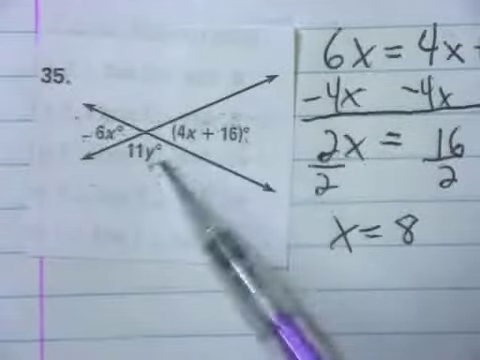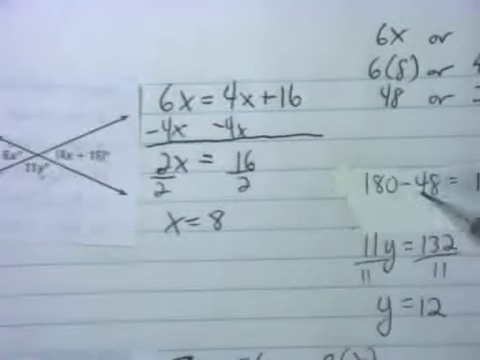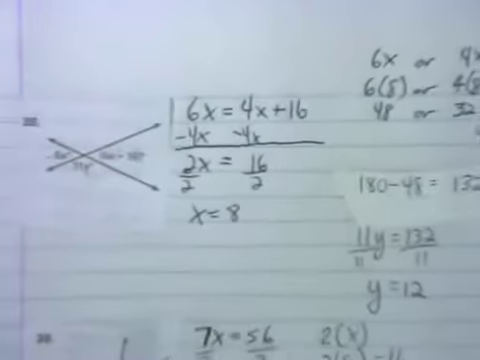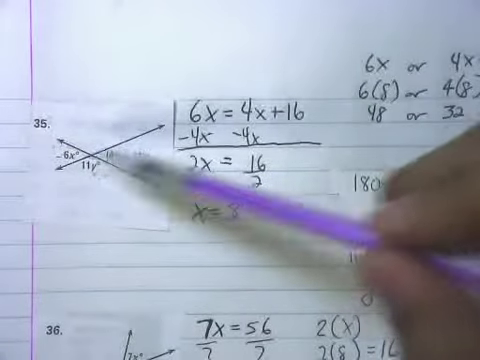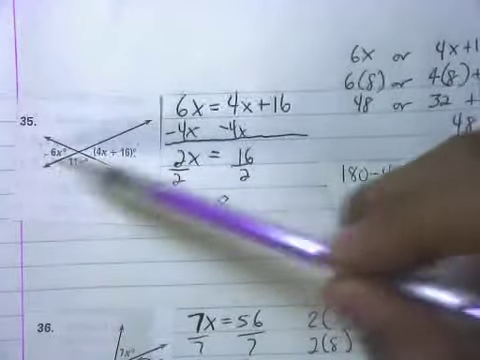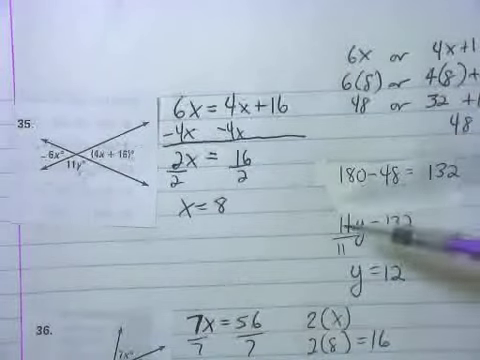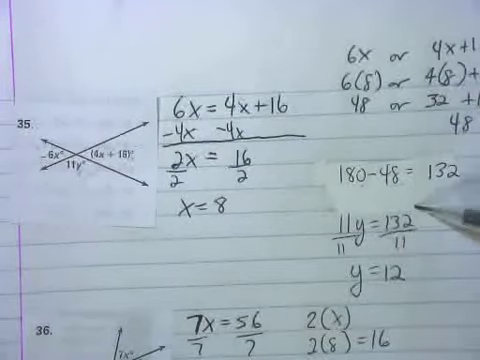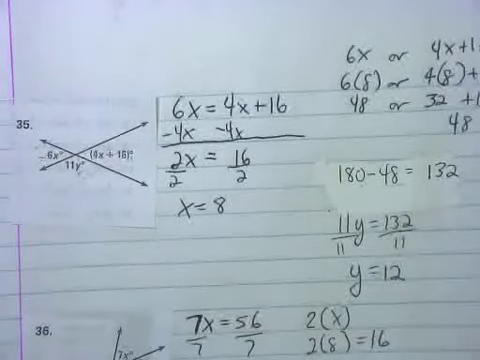Well, now that I know that these two are 48 degrees, finding this angle right here is pretty easy because I know that these two angles are supplementary. They add up to 180. So basically, all I have to do then is 180 minus 48, which is going to give me 132. So again, this is 48 degrees, this is 48 degrees, so I know that these have to add up to 180, and these have to add up to 180. So this has to be 132 degrees. So I can say that 11y is equal to 132. Divide both sides by 11, and y comes out to be 12.